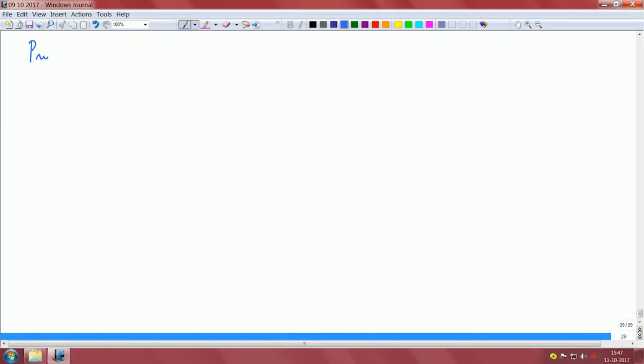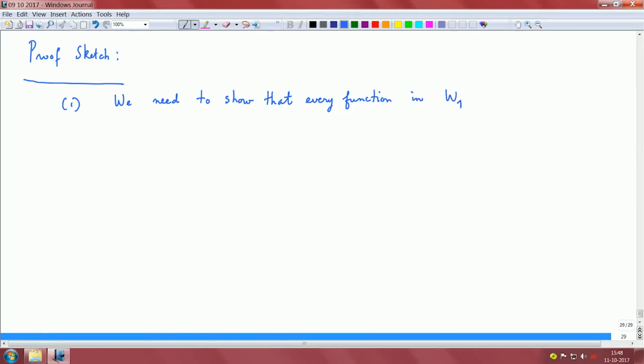So, I will go with a proof sketch for one of the parts, and for the other part I will leave this as an exercise, and we can discuss the solution to the exercise. So, for part 1, we need to show that every function in the Wj space is orthogonal to every function in the Vj space.